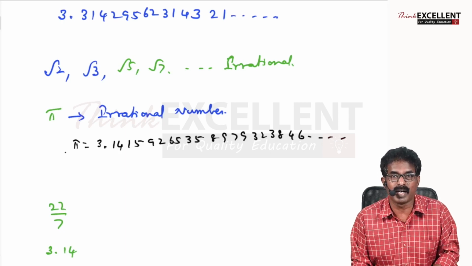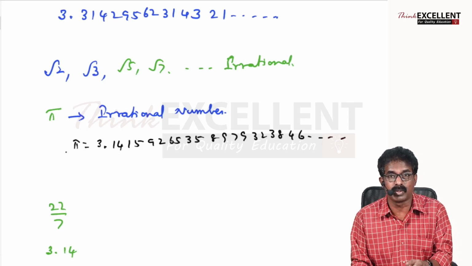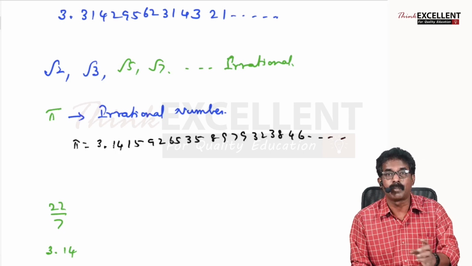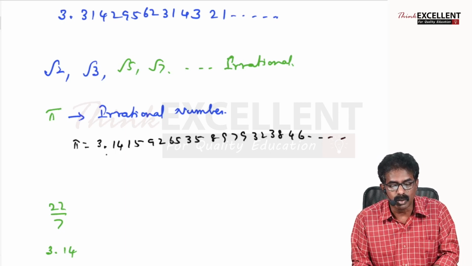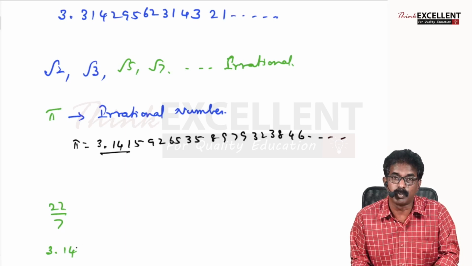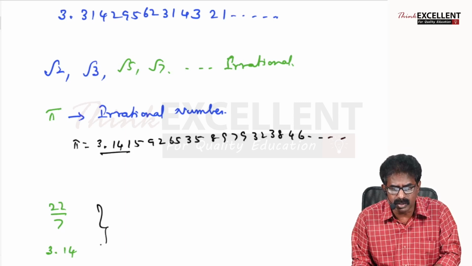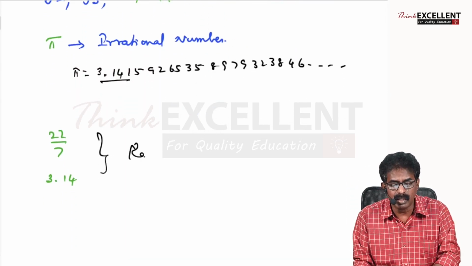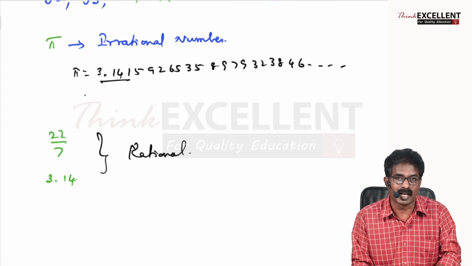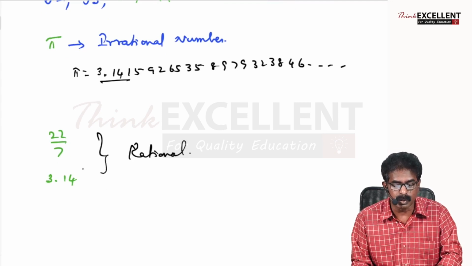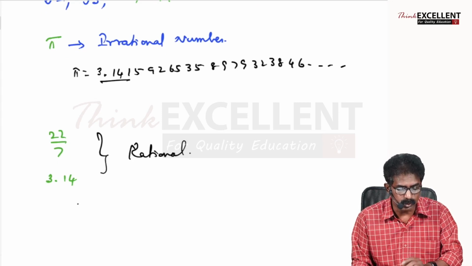Suppose they are asking you to find the area of a circle, pi r square. You can't put this pi, right? It's very difficult. So we take the approximate value, rounded to 2 decimal places. We take 3.14, or we take 22/7. 22/7 is rational. 3.14 is also rational. But actually pi is not rational. Pi is an irrational number. But 22/7 and 3.14 are rational numbers. You know the reason for that.